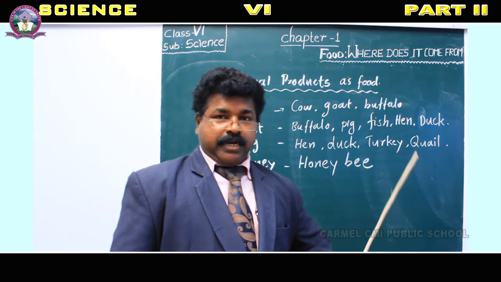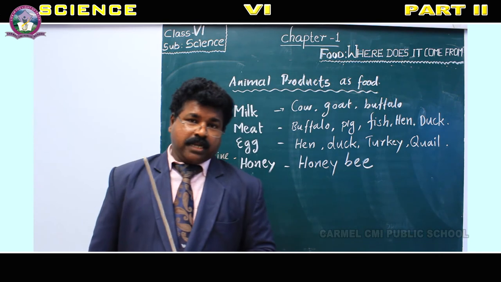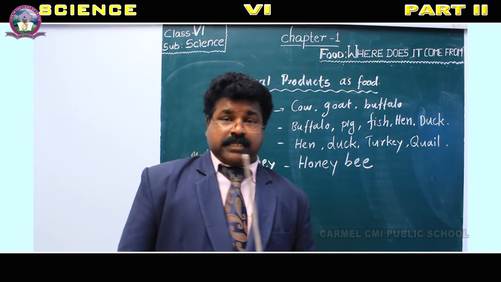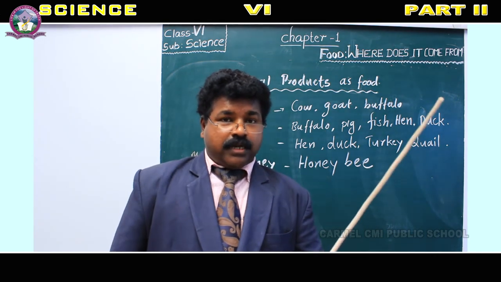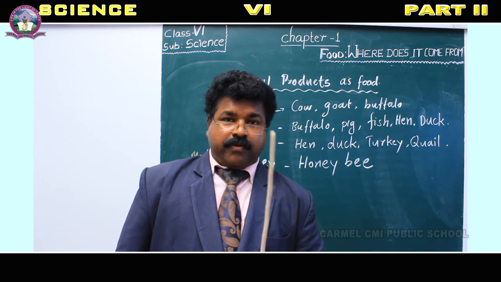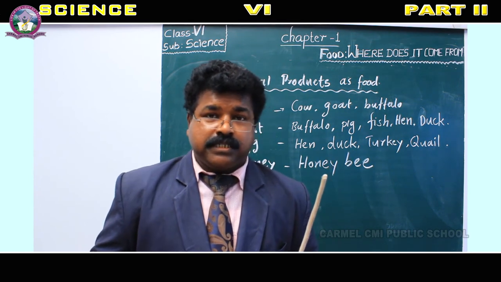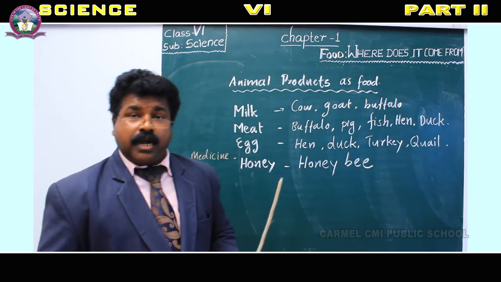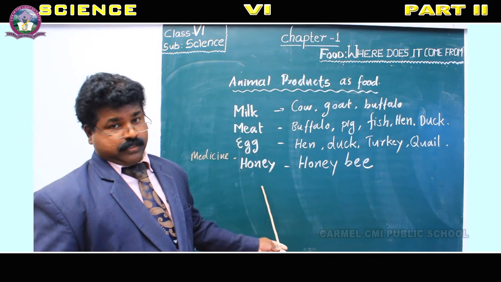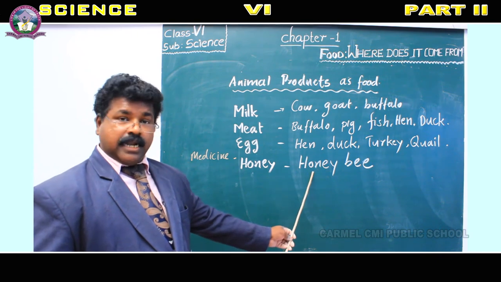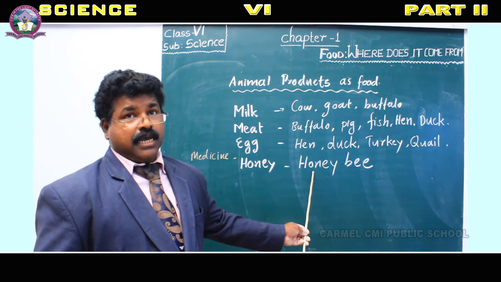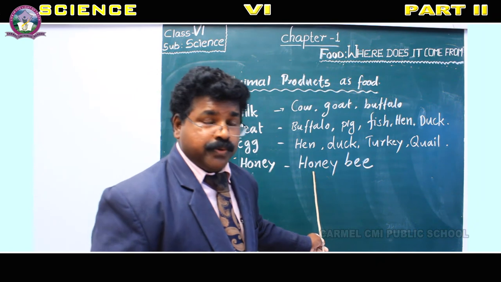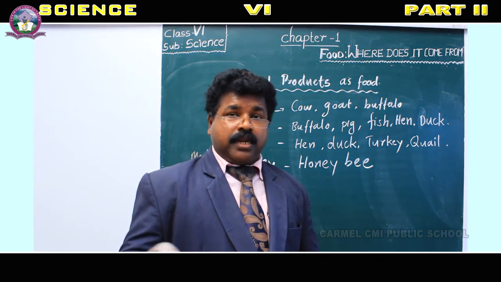You might have heard on YouTube that there are so many channels that give us instructions: honey along with lemon in the early morning, if we have it, will boost our disease resistance capacity. In order to boost our immunity power, honey is a very good source. These honeybees collect nectar from the flowers, convert it into honey, and store it in their hives.